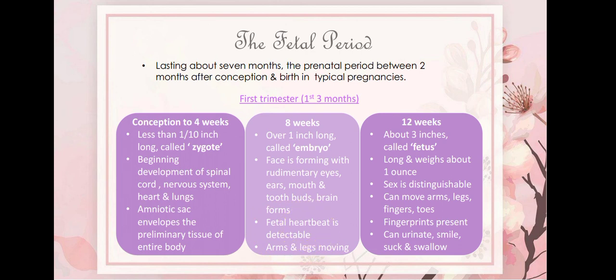In the 3rd month, about 3 inches, called a fetus, they start to look like a baby. They have looks and features of a baby. We call it a fetus, about 1 ounce in weight. Sex is distinguishable. We're able to see the sex, the gender of the baby during this 3rd month. They can move arms, legs, fingers, toes. Fingerprints present. Can urinate. Can smile. They can start to suck and swallow. So this is during the 3rd month.